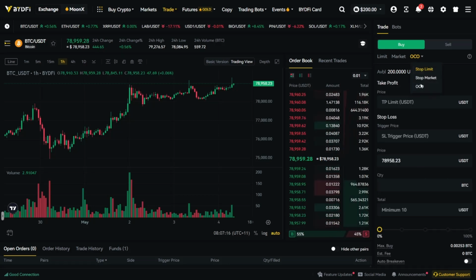Lastly, we have an OCO order. OCO stands for one cancels the other. It lets you set a take profit and a stop loss at the same time.